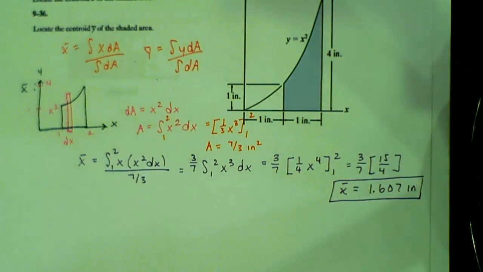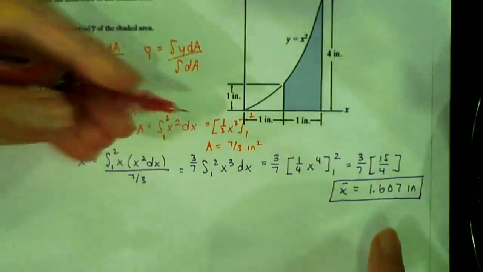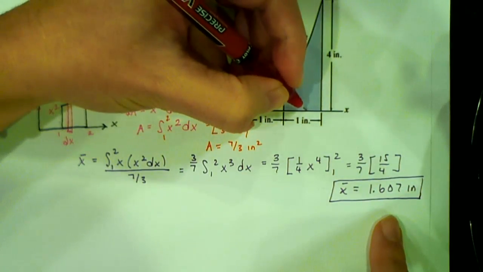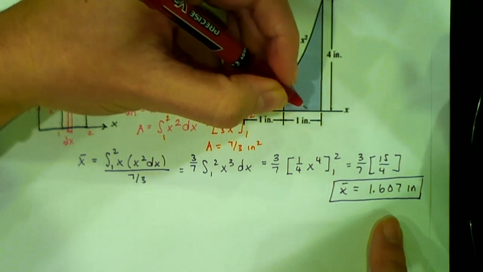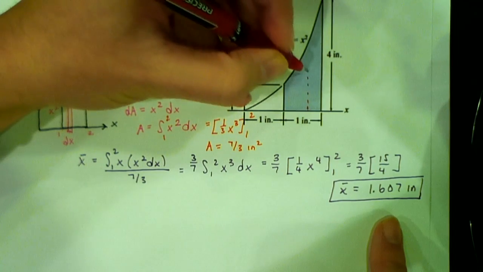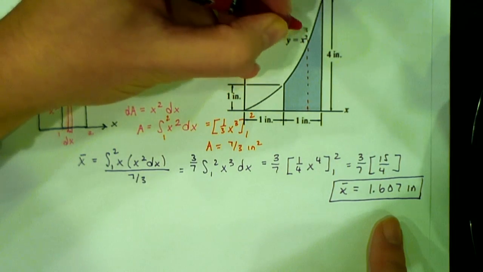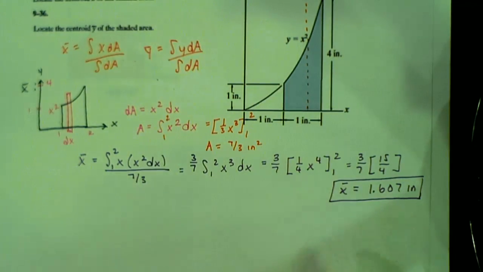Now, does that value make sense? So 1.6 would put this, yeah, I would put it right along this line right here. Does that value make sense? Yeah, it's reasonable. It's within the figure. And it's closer to the taller side. So now for y bar.